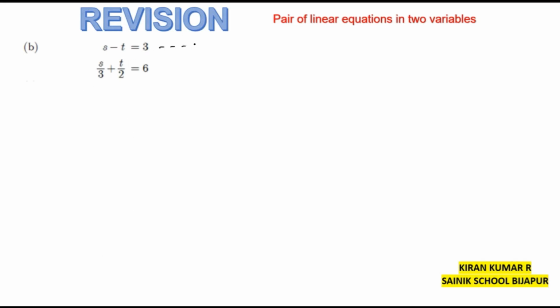s minus t equal to 3. Let me call this equation 1. s by 3 plus t by 2 equal to 6. Let this be equation 2. From equation 1, I get s as 3 plus t. Now in the place of s, I will replace this. So substitute this.